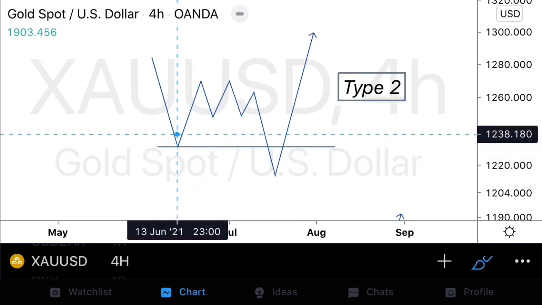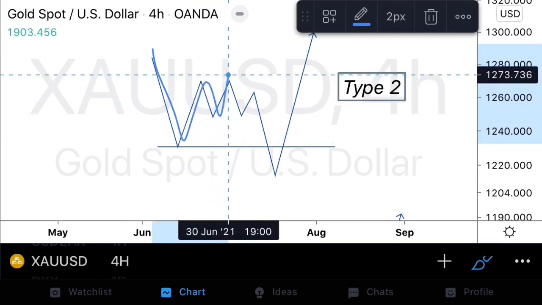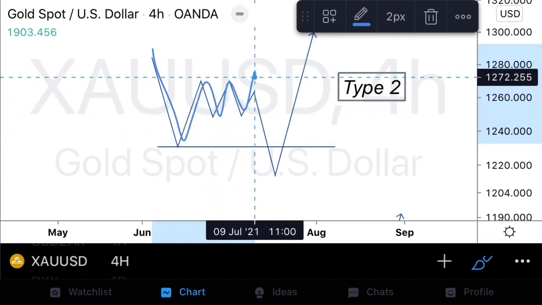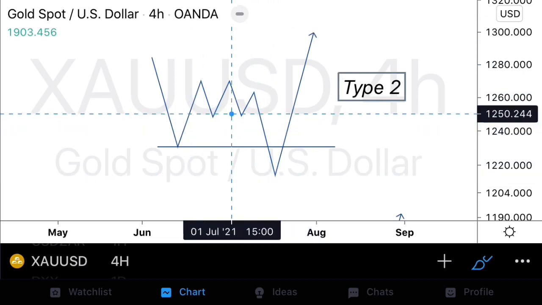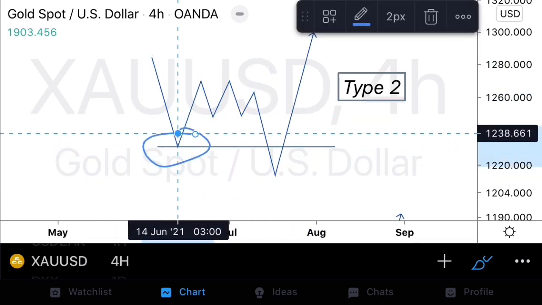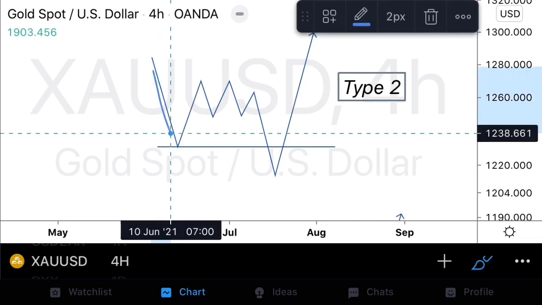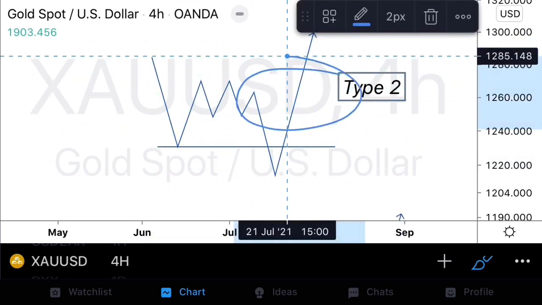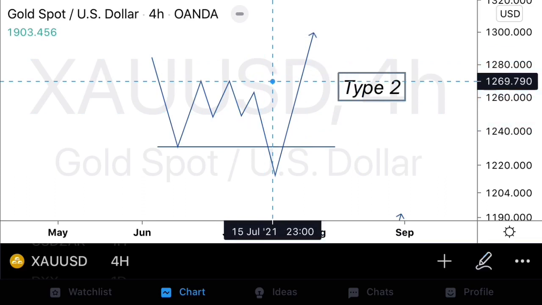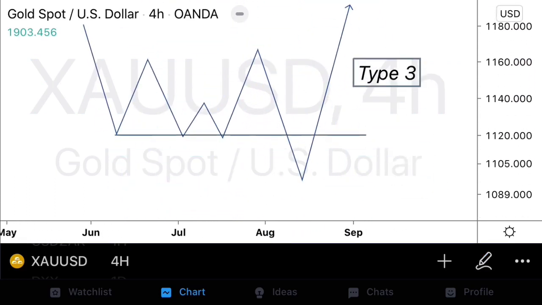What we want to see after we see our low being established, equal lows, is a violation of both these equal lows and the low that was initially established. Once we see this, then we know we can look for those markups. Now, type 3 would be sort of similar as well.